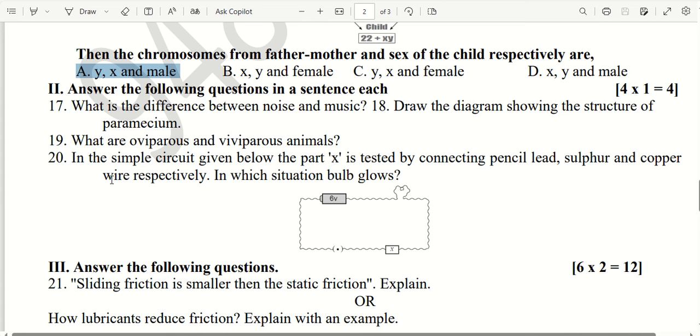And question number 20: in the simple circuit given below, part X is tested by connecting pencil lead, sulfur and copper wire respectively. In which situation does the bulb glow? The bulb glows only with pencil lead and also copper wire. In both conditions the bulb glows.